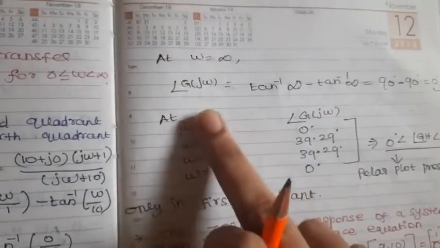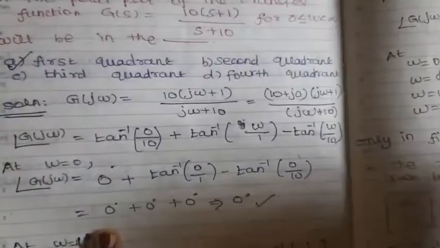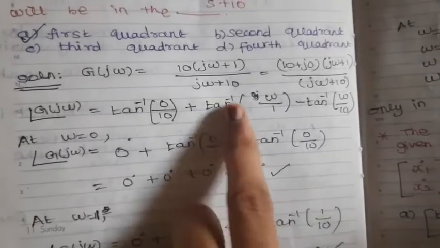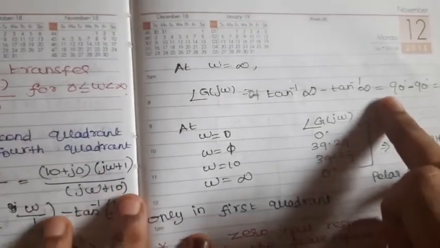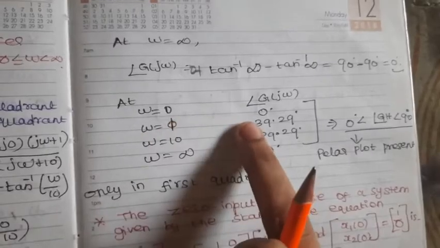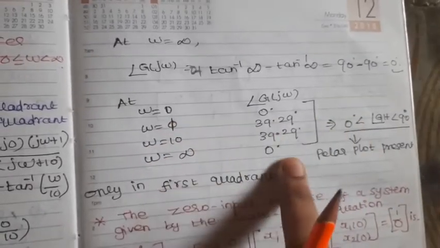Then find out omega equal to infinity. Omega equal to infinity, what will we get? The first term obviously is 0 degree, plus tan inverse of infinity by 1, which is obviously infinity, and which degree will come? 90 degree. So 90 minus 90 is 0 degree. So see, at omega equal to 0 it is 0, at 1 this value, at 10 this value, and at infinity it is 0.